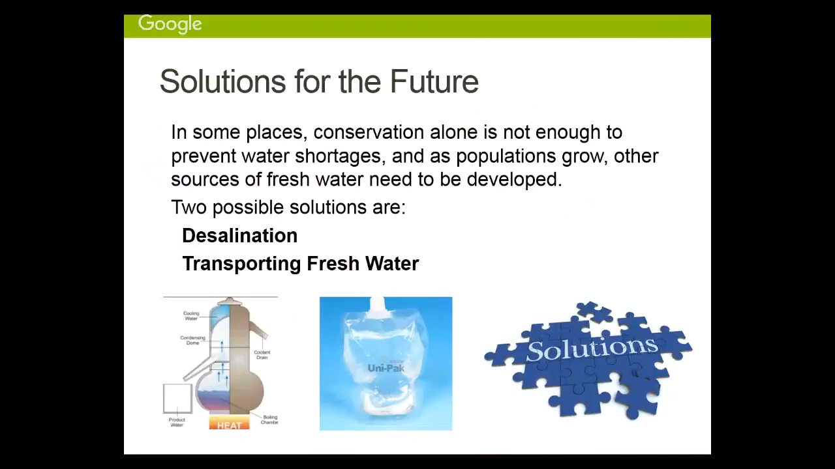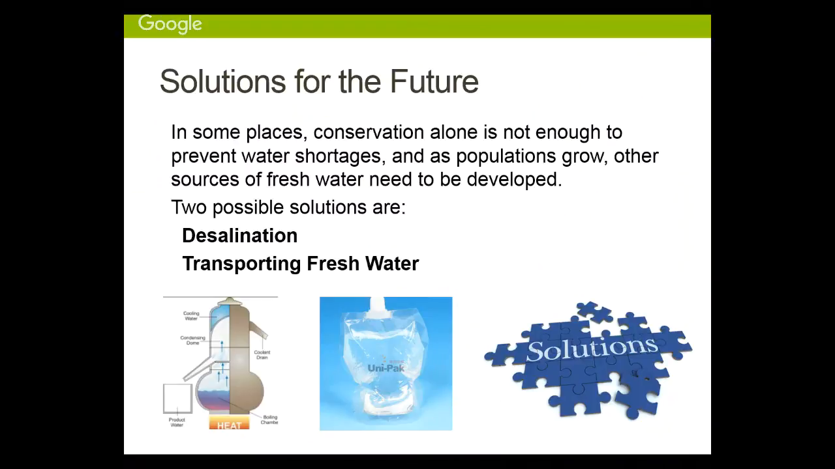Solutions for the future. In some places, conservation alone is just not enough to prevent water shortages. And as our population grows, other sources of fresh water need to be developed. Two possible solutions are desalination and transporting fresh water. So we spoke about transporting fresh water using icebergs on Friday or Thursday.